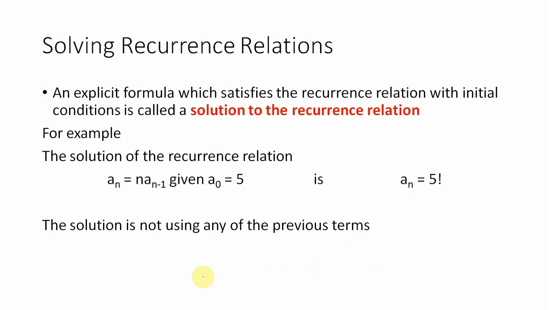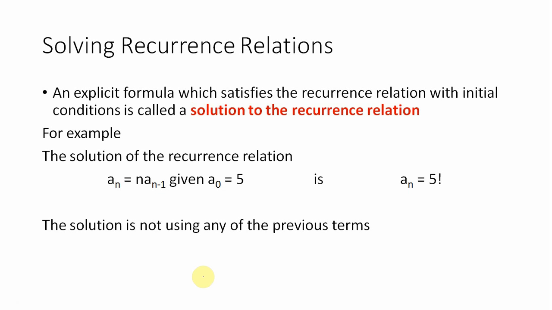Now, when we say we want to solve the recurrence relation, what do we actually mean? We want to find an explicit formula for the nth term of the series which does not use the previous terms. Remember, the recurrence relation is an expression for the nth term of the series using the previous terms. And the solution of a recurrence relation is an explicit formula. Here, the nth term is specified without using the previous terms.